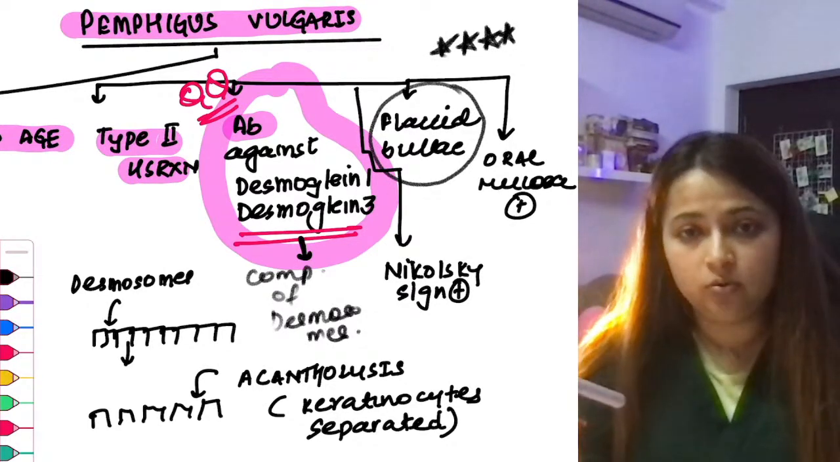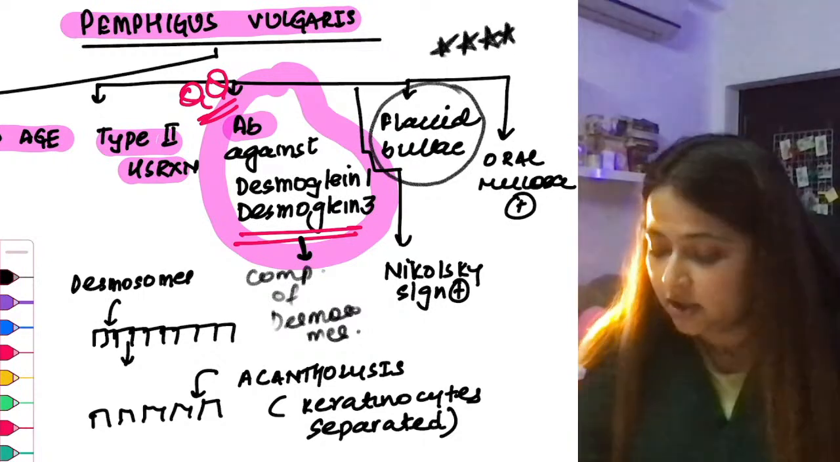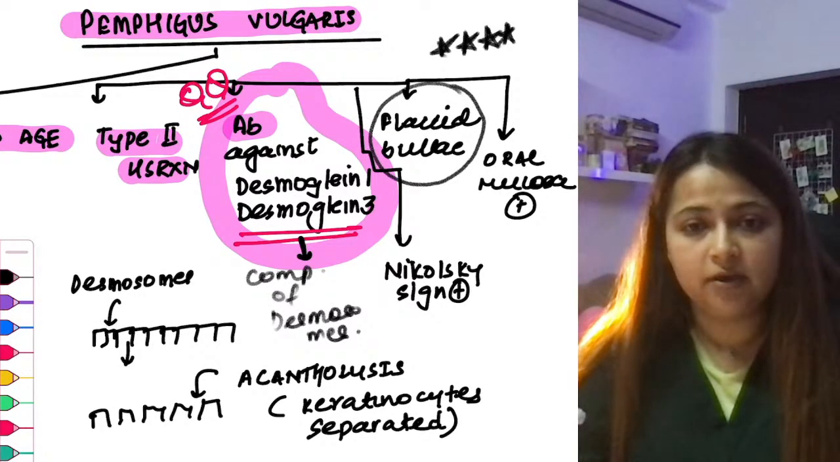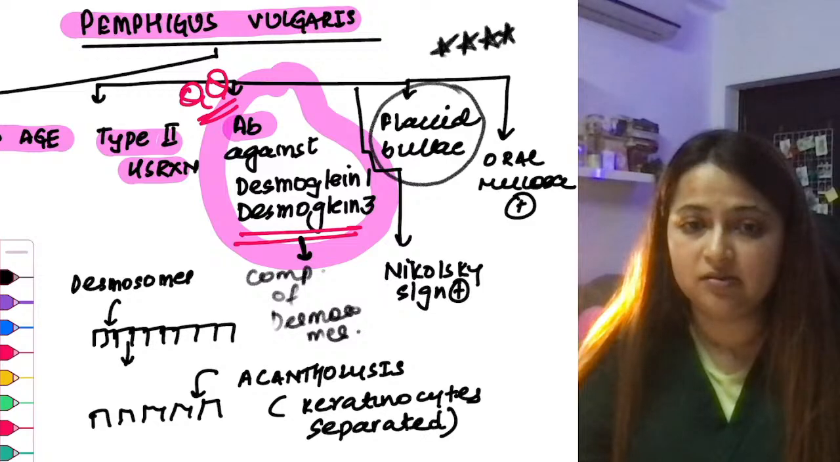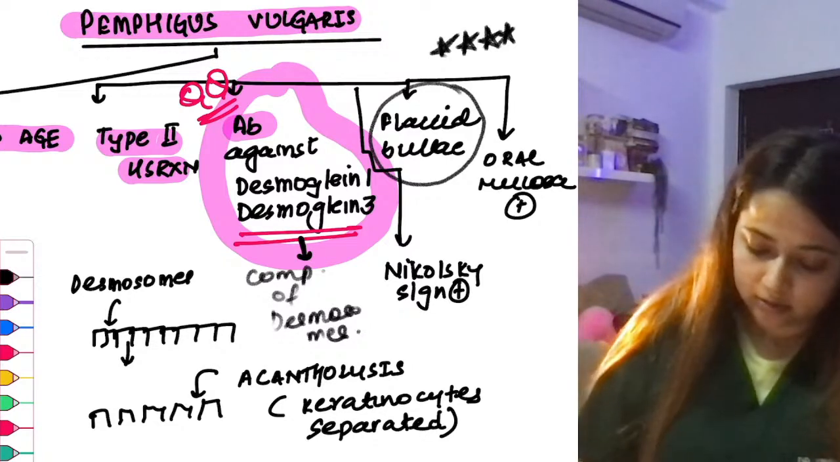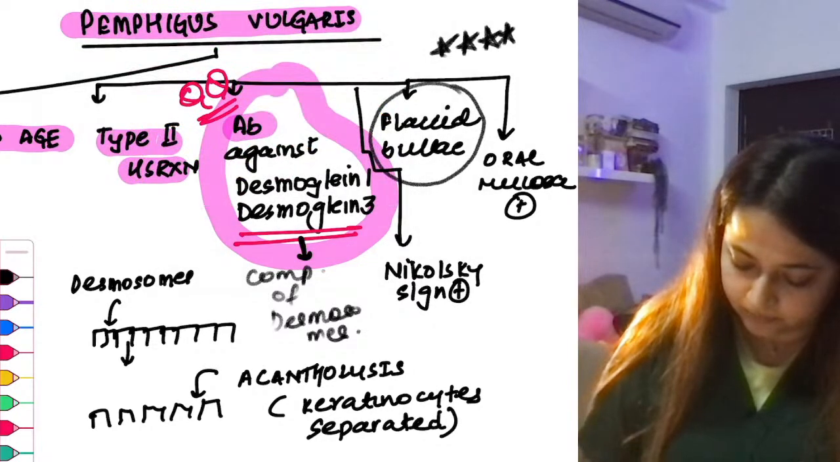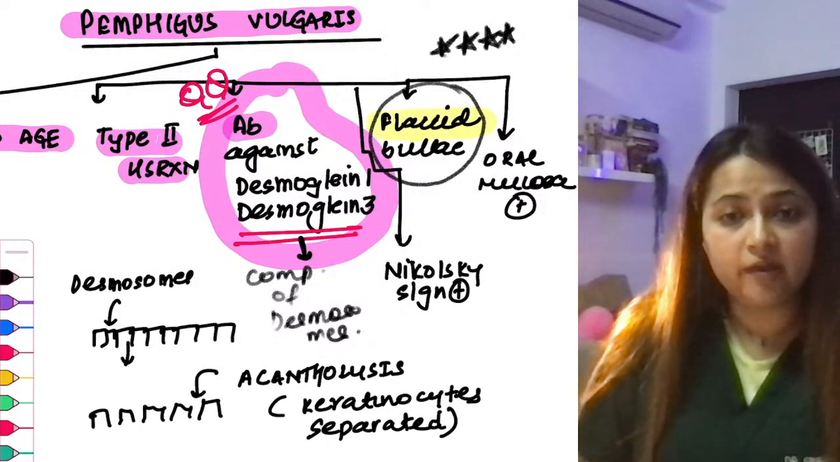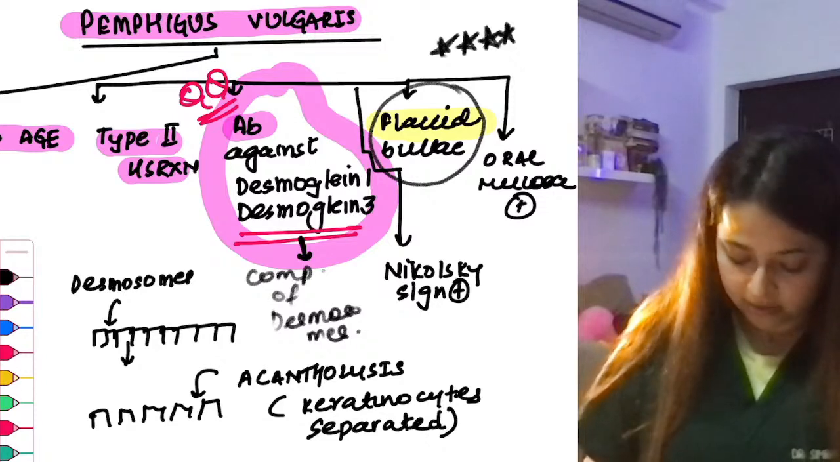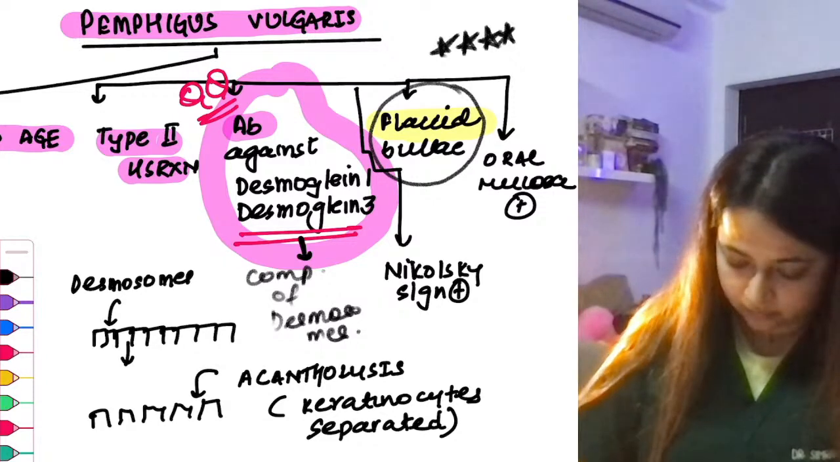They could trick you regarding the bullae. So what type of bullae are present in Pemphigus vulgaris and what type of bullae are present in bullous pemphigoid? Here the key word that you have to remember is flaccid bullae. The bullae are flaccid. They are not tense. So keep this point in mind.